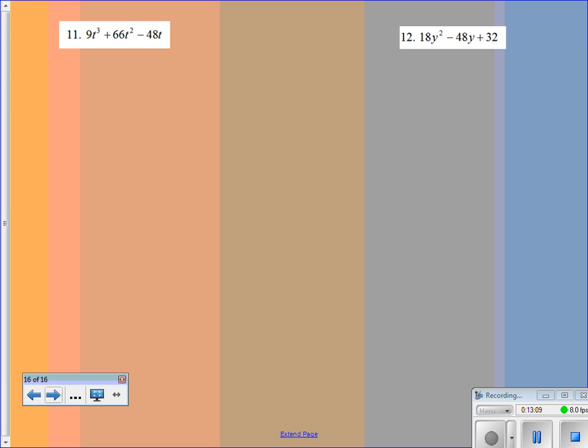Okay, I'm going to go ahead and get you started on number 11, and then I want you to try number 11 and number 12 on your own. First of all, before you go anywhere on number 11, you have to pull out a greatest common factor. So we're going to pull out a greatest common factor of 3t. You can't factor if you have a cube term. Factoring only works when the greatest exponent is 2. So then you're left with 3t squared plus 11t minus 16.